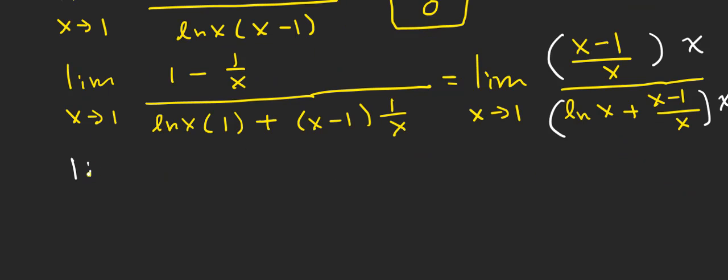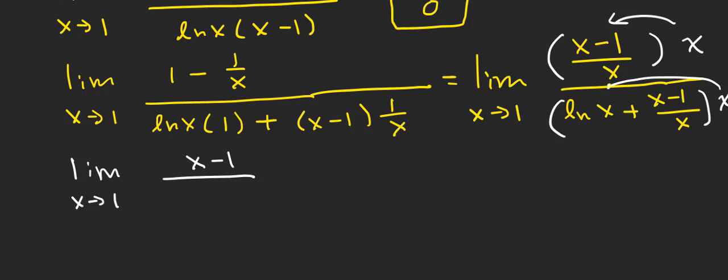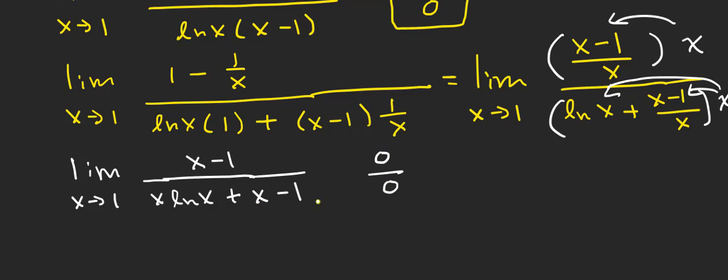So you end up getting limit as x goes to 1 of x minus 1 on top. You're distributing the x here. And then you need to distribute x over here and x over here. You get x natural log of x plus x minus 1. So what happens when you plug in 1? You still get 0 over 0, don't you? So guess what? We have to apply L'Hopital's rule again.